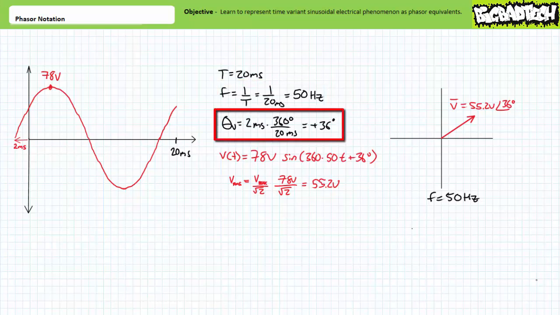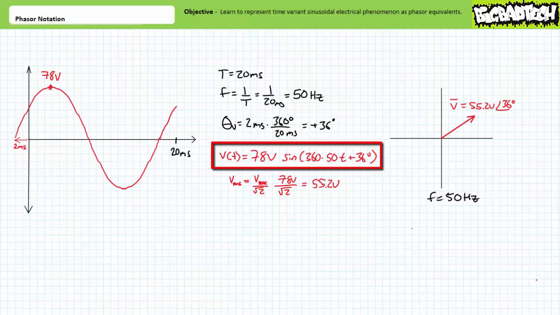Given this waveform is leading our previously agreed upon reference point by 2 milliseconds, this corresponds to a phase shift of positive 36 degrees. Therefore, this waveform has a time-variant voltage expression of v of t equals 78 volts times the sine of 360 times 50 times t plus 36 degrees.